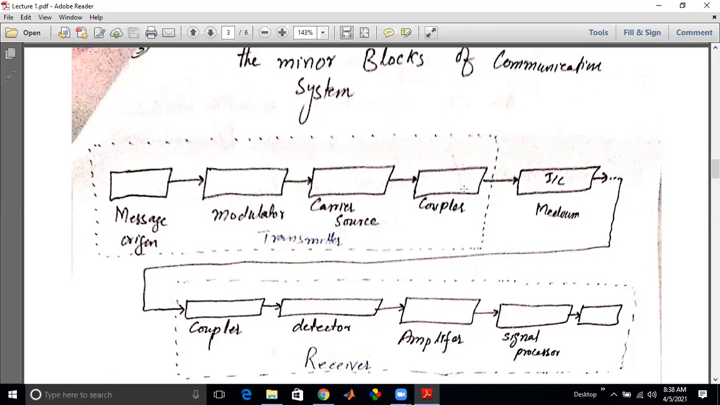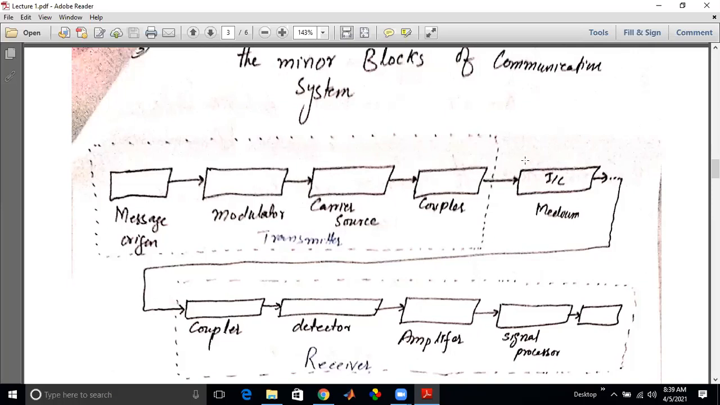What do we mean by coupler? This is the transmission side, and this is the information channel. The channel is either a wireless medium or a guided medium. In the case of guided, it can be twisted pair cable, coaxial cable, or optical fiber. In the case of optical fiber, we convert our message signal to light, so the coupler will do this process. In the case of wireless, it will be electromagnetic waves.